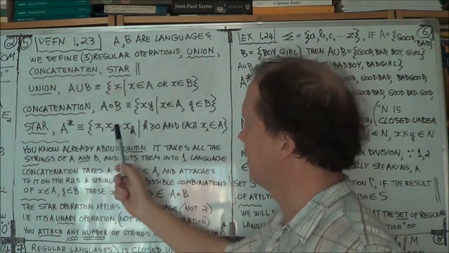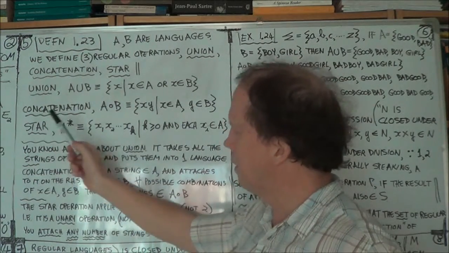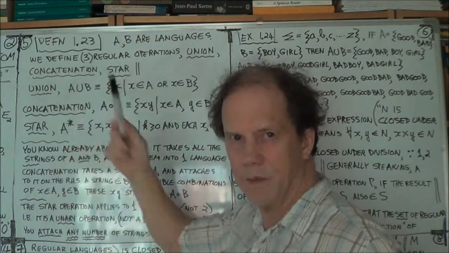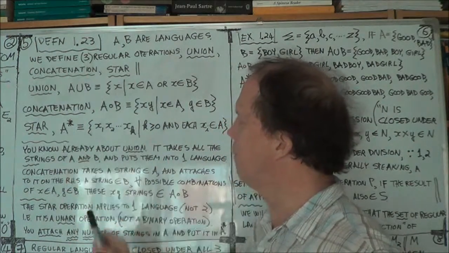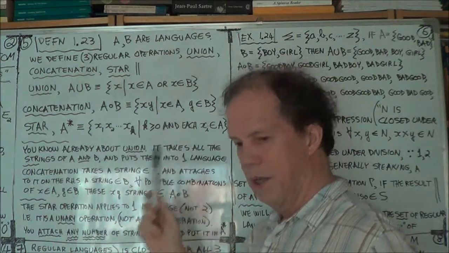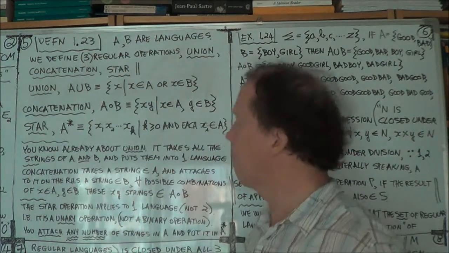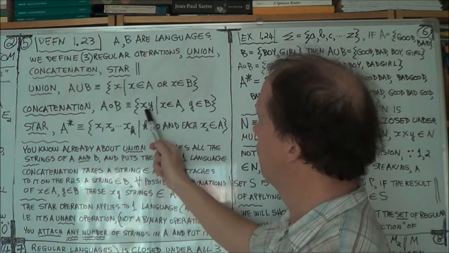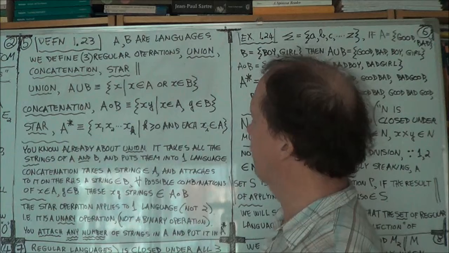Now, how is it defined? It's a unary operation. Starring, the verb, a language, what does that mean? It means you create a new language by, now look here, you're concatenating two strings.